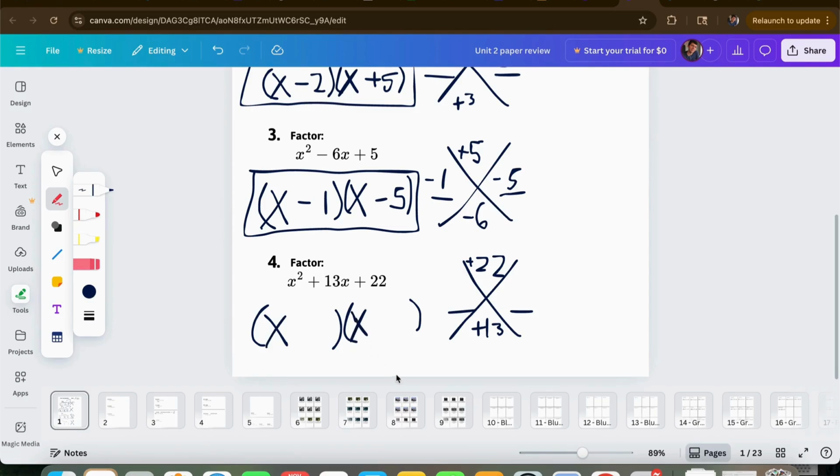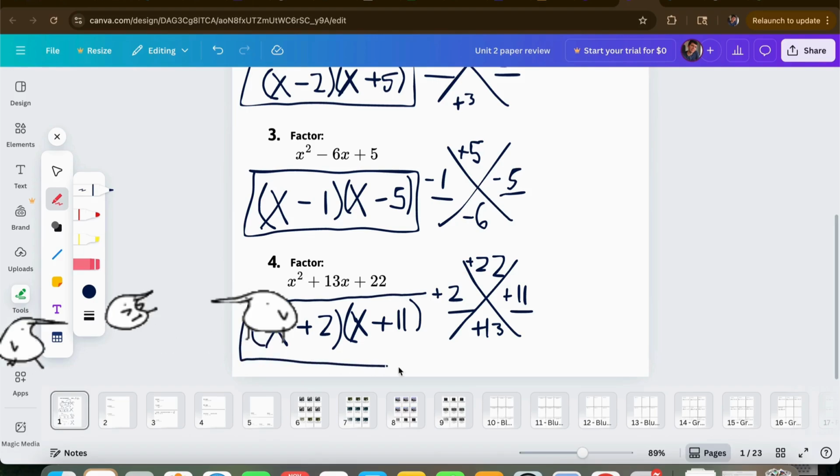So what's next? Try dividing it by 2. So 2 times what is 22? 2 times 11. Would 2 and 11 make 13? Yeah, 100% would, right? 2 plus 11 is 13. Make them both positive to get a positive 13. And a positive times positive is still a positive. So positive 2 and positive 11. And that's the first page.